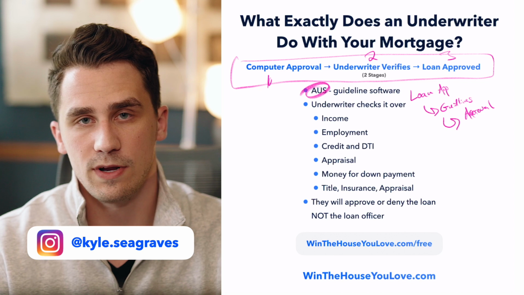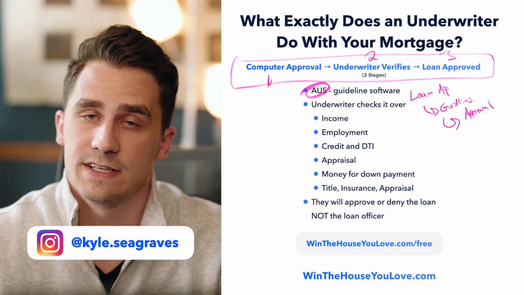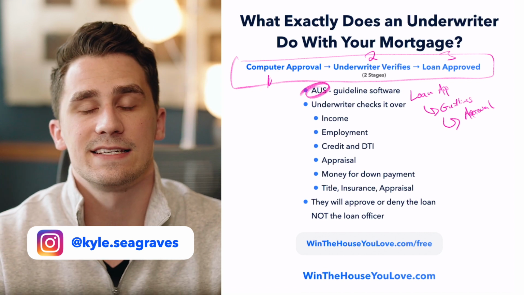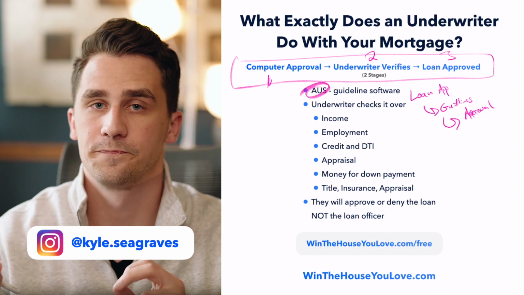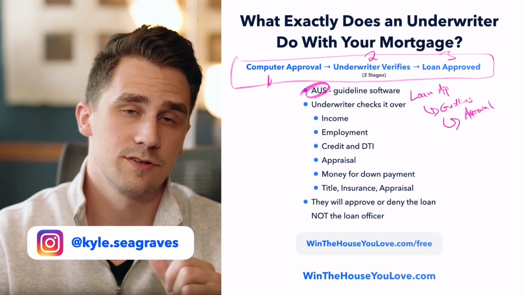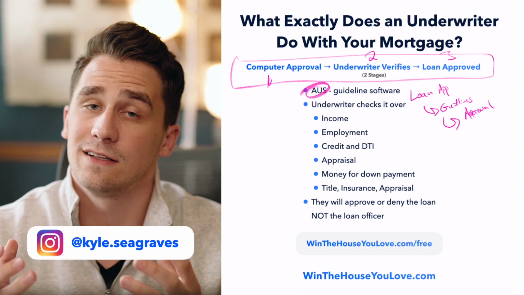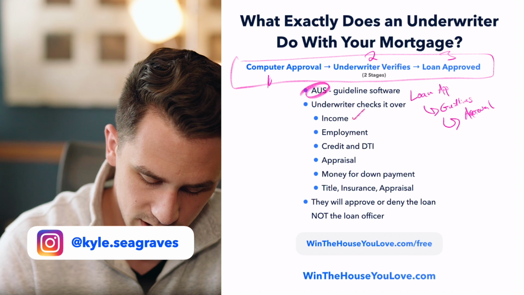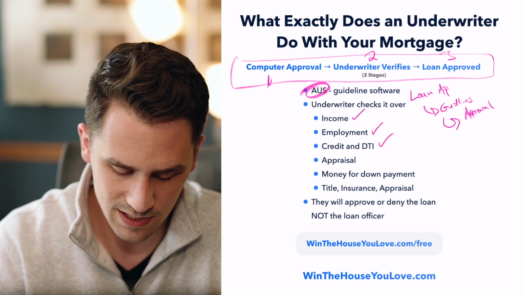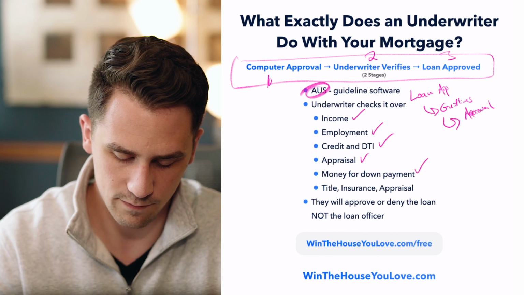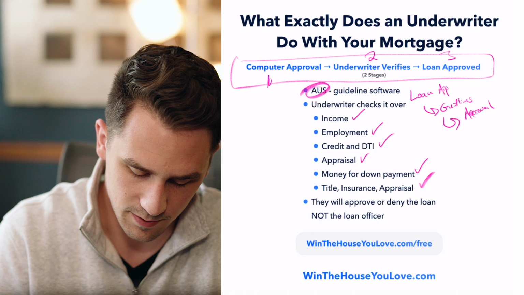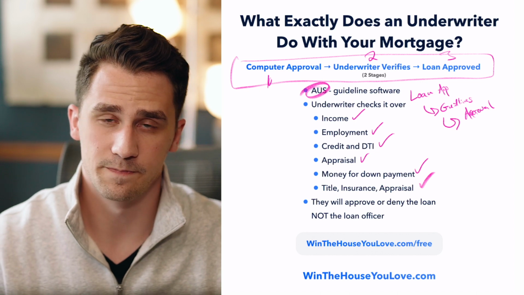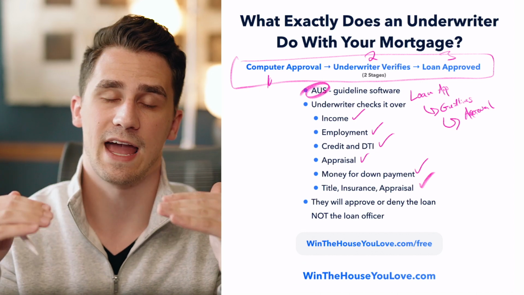Here's what happens. On your loan application, you might put in that you make $50,000 per year. That's great, but the computer can't tell if you actually make $50,000 per year or not. The underwriter has to actually look at your pay stubs, W-2s, maybe tax returns to see, do you actually make $50,000? And if so, they will green light what that underwriting software is saying so you can get a final loan approval. The underwriter is going to check your income, your employment history, credit and debt-to-income ratio, the appraisal, the money you have for your down payment, and then title and insurance. They're also going to check the property to make sure that it meets lending guidelines. So you can see this two-phase approach of looking at these guidelines.